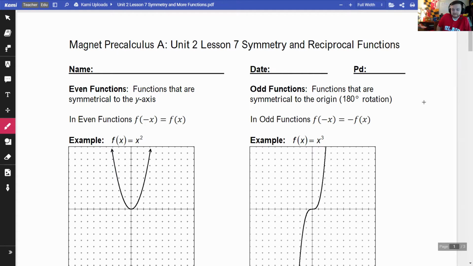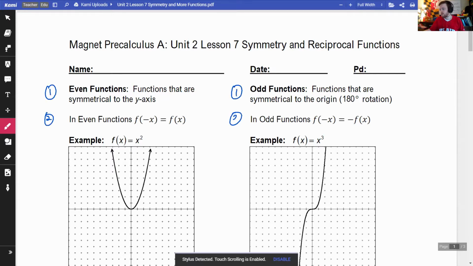All right, here we go. Go ahead and get started. Enough banter. We were talking about symmetry and reciprocal functions. We'll get to reciprocals later. But we have here two definitions: even functions and odd functions. Now, these terms, even functions and odd functions, we have two definitions for both. One, two. One, two.